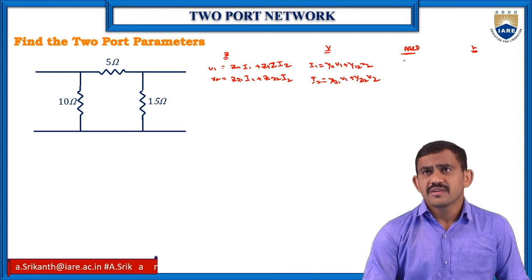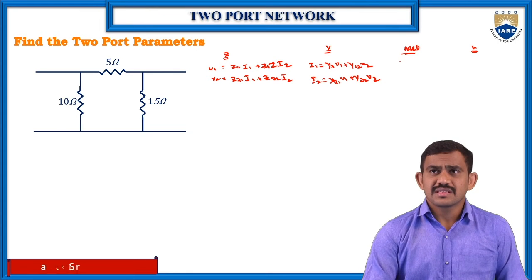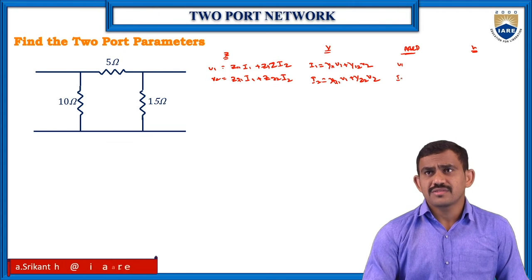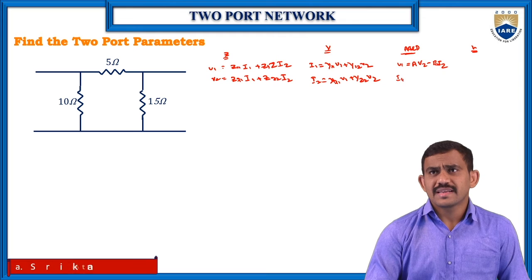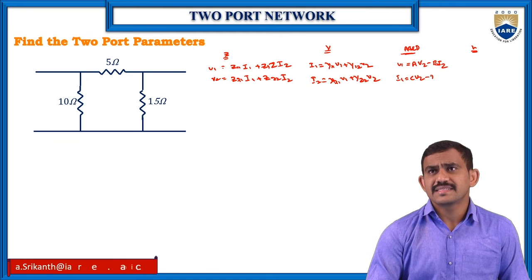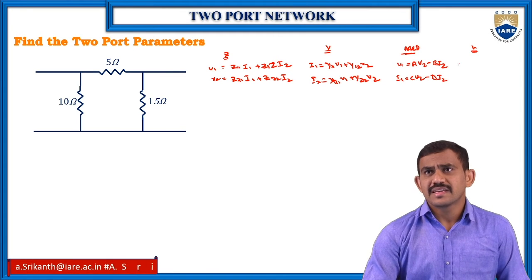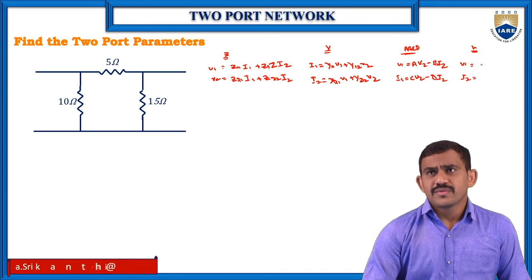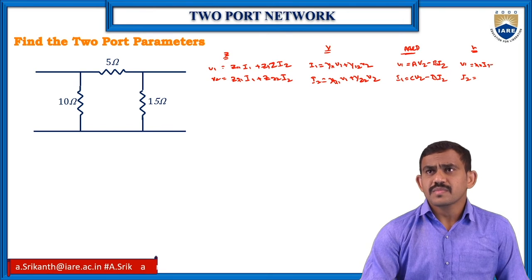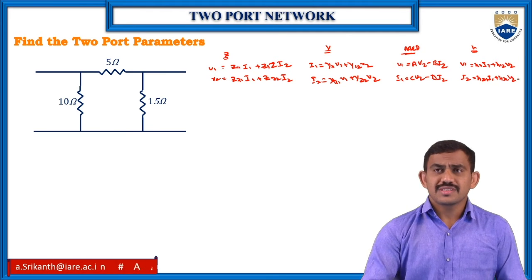Now here we have ABCD parameters. This is the input values equal to the output values: V1 equals A V2 minus B I2, and same thing, I1 equals C V2 minus D I2. Coming to H parameters, it's a hybrid. So V1 as well as I2 in the form of I1 and V2: V1 equals H11 I1 plus H12 V2, and same thing, I2 equals H21 I1 plus H22 V2. So these are my equations.